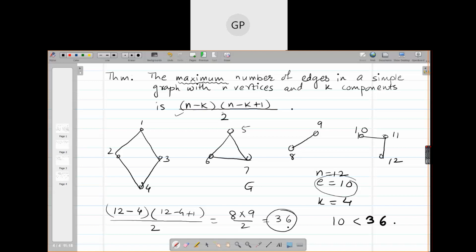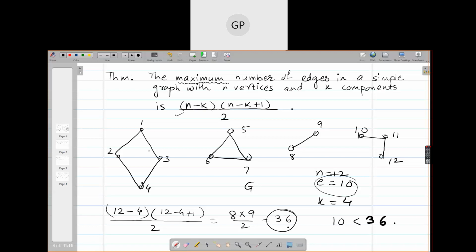No, ma'am. I can have 5 vertices in one component, 2 vertices in another component, 5 vertices plus 3 vertices, then 2 vertices in other components. So I can have any number of vertices in any component, so that the total number of vertices is 12. It is not that only this partition will come. That's why the word maximum is used. Okay? Are you getting the point?